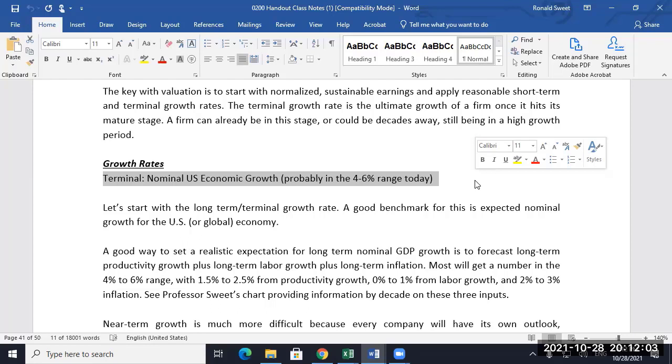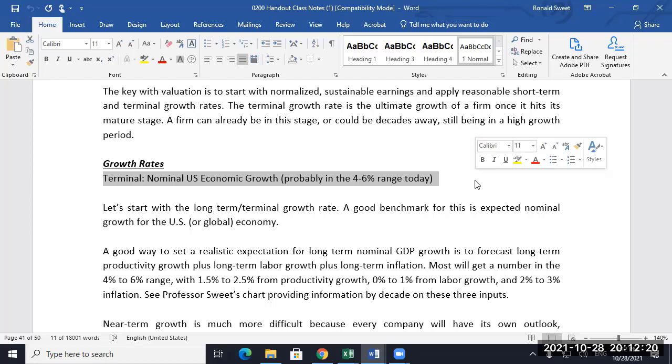You're not going to say the economy is going to grow 5% when my firm's terminal growth is 12%. You're not going to do that, right? You can't grow that much faster than the economy. So if you think the economy is going to grow 5%, your terminal growth is probably going to be within 1% of that.